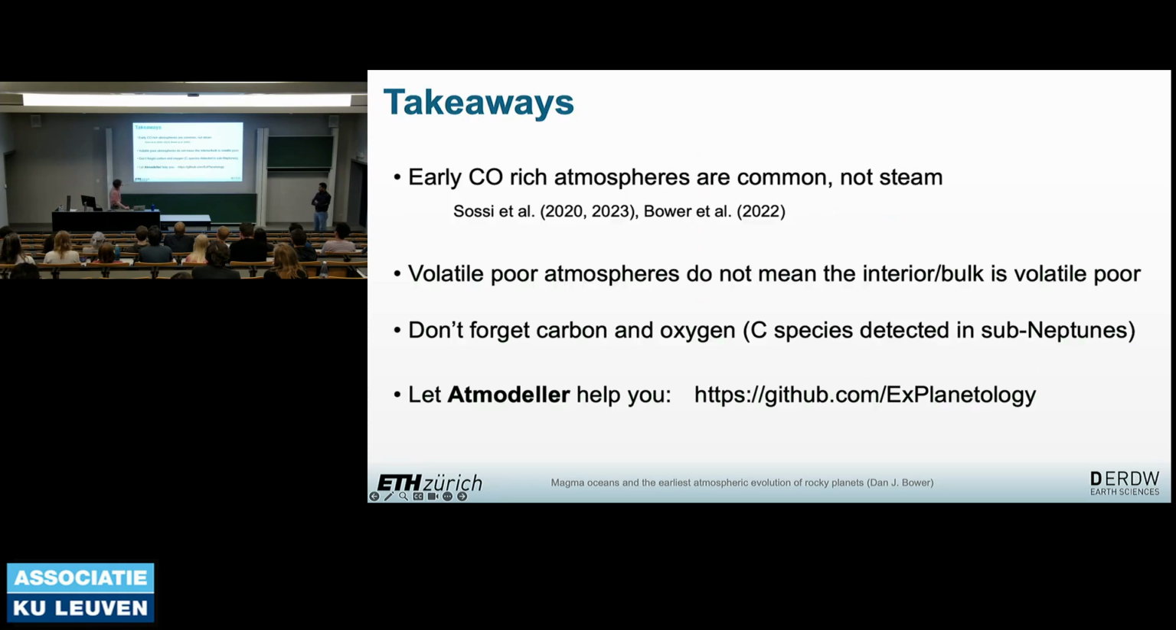Okay, so here are my takeaways. Early CO-rich atmospheres are common, not steam. Volatile-poor atmospheres do not mean the interior or the bulk is volatile-poor. Don't forget about carbon and oxygen if you're modeling atmospheres. At least say, implicitly, what your assumptions are.